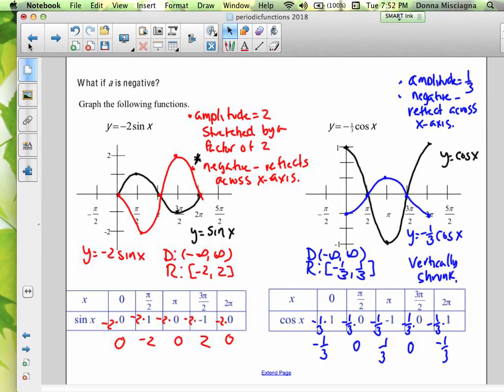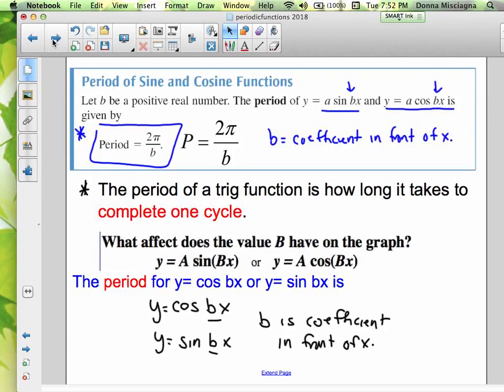So how do you know what's one period? Well, you can solve for one period, and it's really, really easy. Normally, the period for y equals sine x and y equals cosine x is 2 pi, unless we change our equation up a little bit and it's not just y equals sine x or y equals cosine x. The period is determined by the coefficient in front of x.